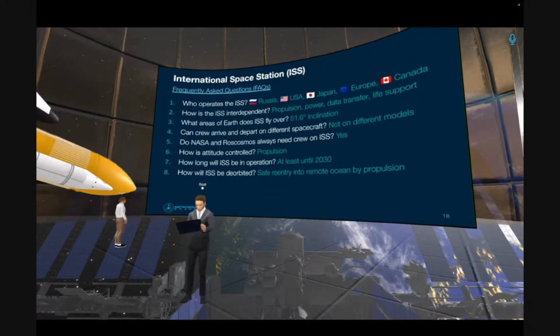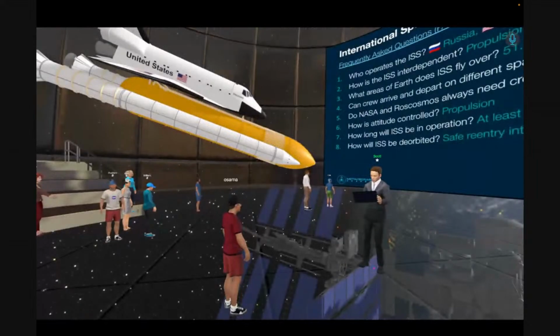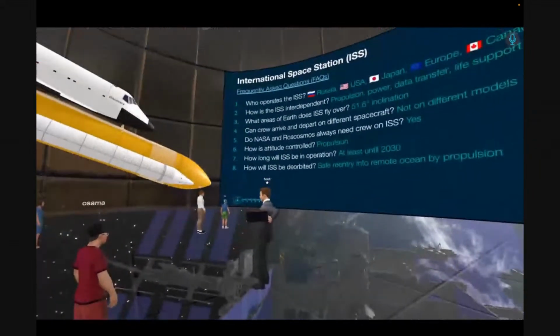And number 6 is, how is attitude controlled? Attitude means the orientation of the space station in space, to make sure that it's going in the right direction. How is that controlled? Does anyone want to answer number 6?